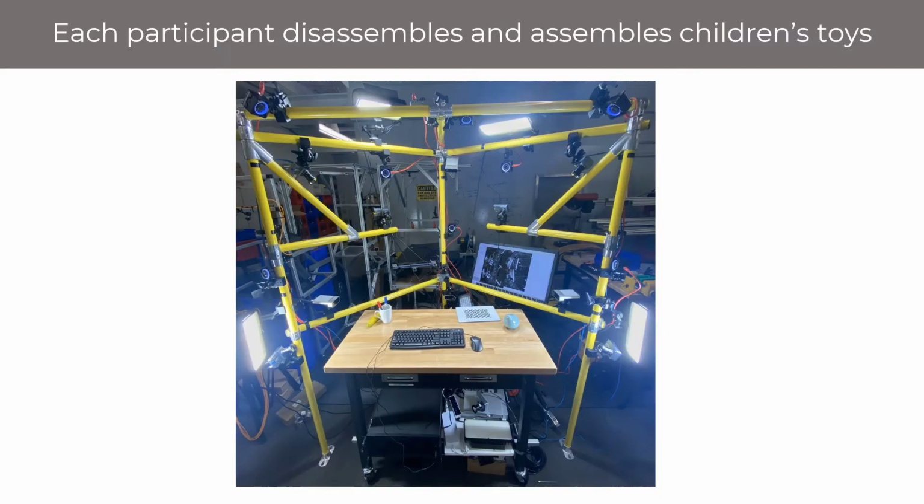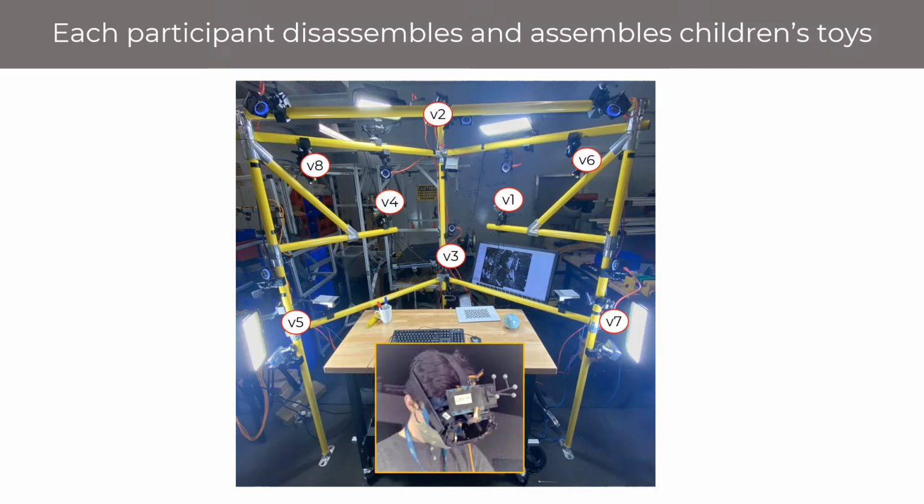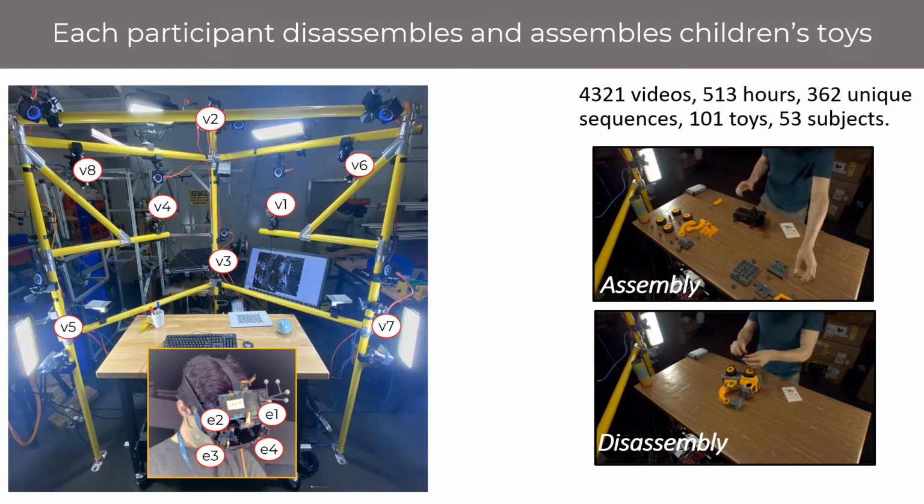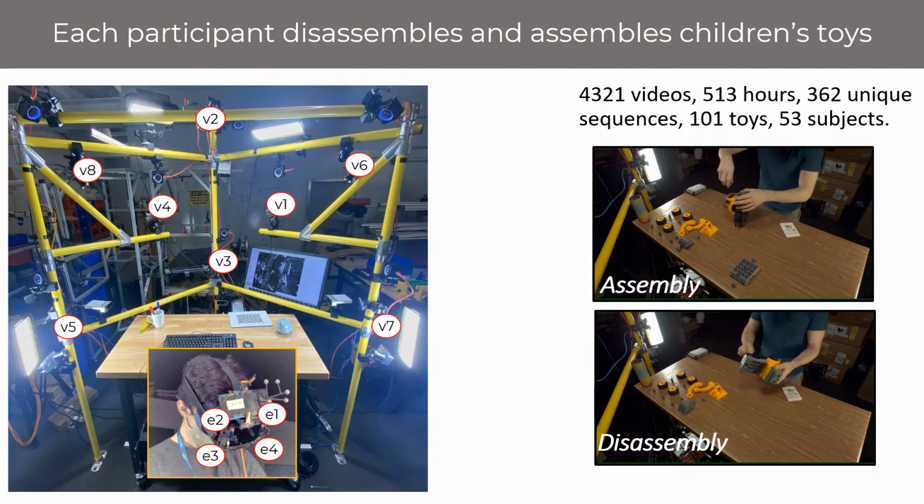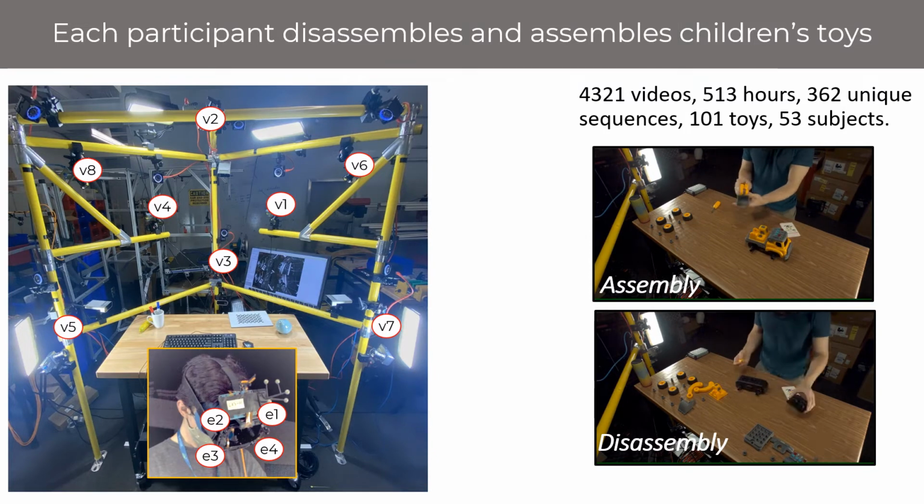To record this dataset, we built up a disk-sized cage on which we mounted 8 RGB cameras. These provide us static views in 1080p resolution, while the head mount has 4 monochrome cameras, one on each corner. Based on this setup, we recorded 362 sequences of people assembling and disassembling these 101 take-apart toys. From all the views combined, we have over 500 hours of footage.